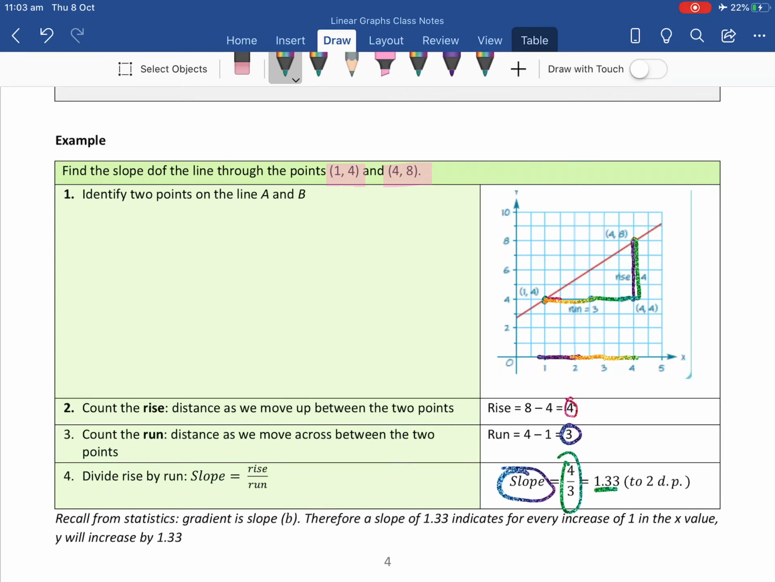This one is a positive gradient. We can tell because this number is positive. It's not a negative number, which means we know our line is going to be going up like this, which it is.